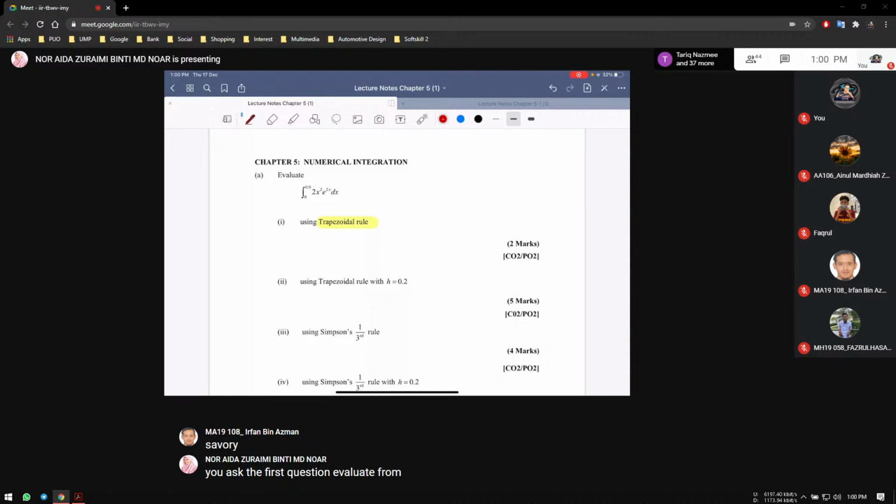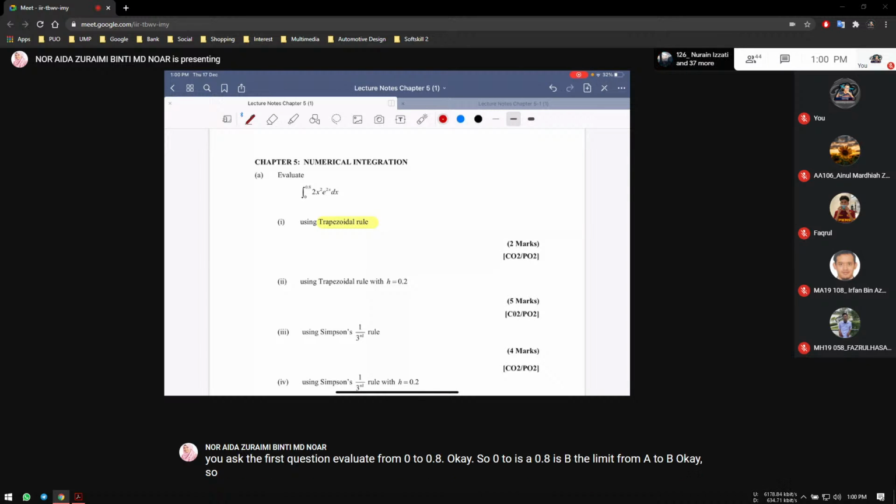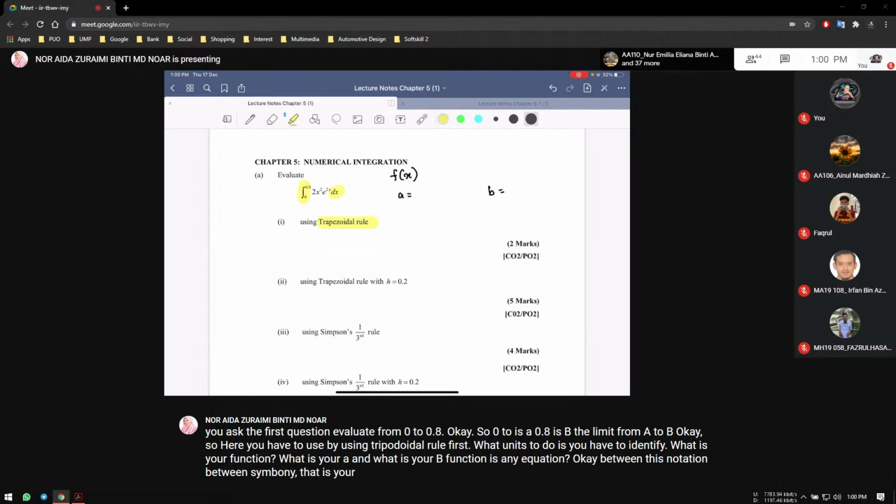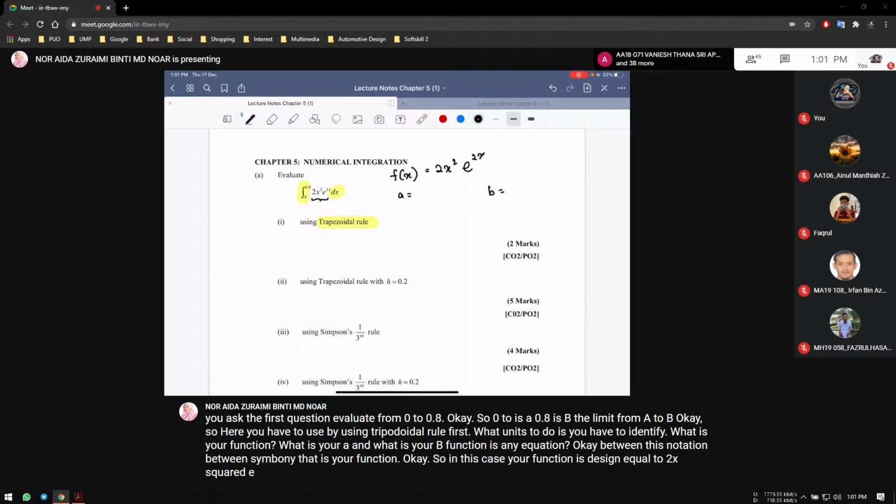Okay, so look at the first question. Evaluate from 0 to 0.8. So 0 is A, 0.8 is B. The limit from A to B. Here you have to use the trapezoidal rule. First, what you need to do is identify what is your function, what is your A, and what is your B. The function is any equation between this symbol. In this case, your function is 2x squared e to the 2x. A is 0 and B is 0.8.